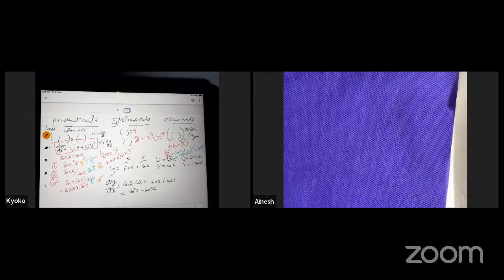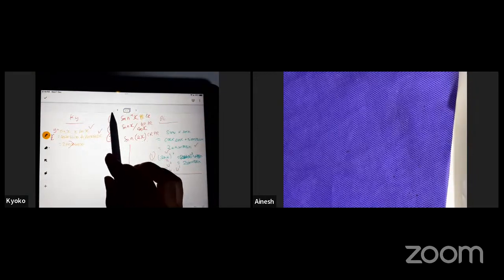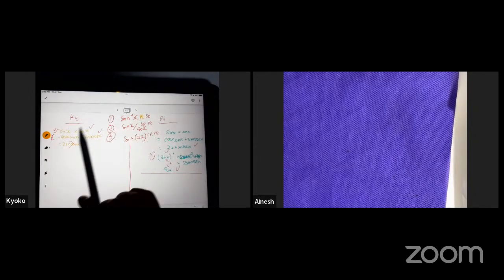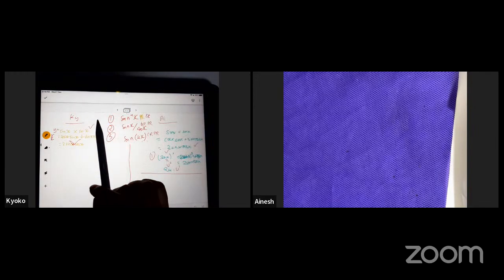Kyoko, are you okay? You're looking at the rule, right? No, your second line is correct. That means you apply the rule correctly, Kyoko. That means the final answer is also correct already. So everything is correct so far. This is question 1 for product rule. So now I'm asking you question 1 for chain rule, Kyoko.